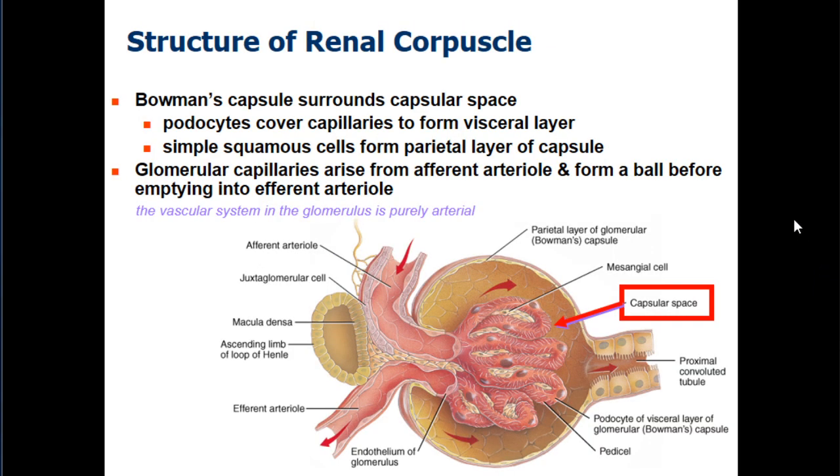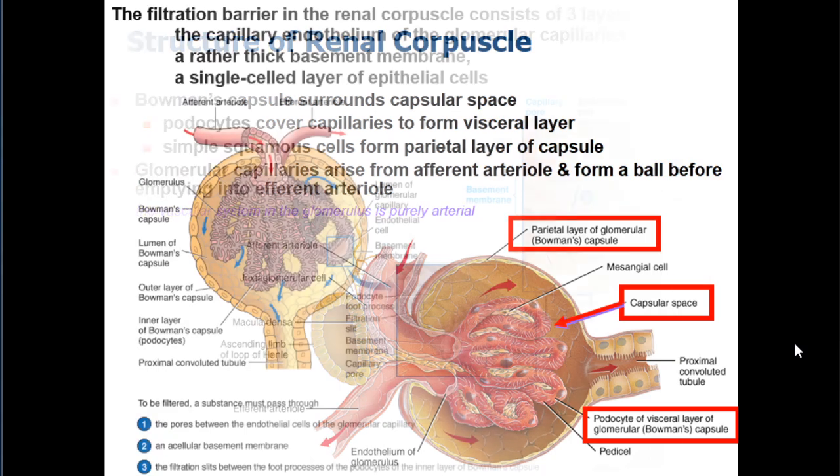So let's discuss the structure of the renal corpuscle. Here you have the Bowman's capsule, which surrounds the capsular space. It consists of podocytes, which cover the capillaries to form the visceral layer, and simple squamous cells from the parietal layer of the capsule, and the glomerular capillaries, which arise from the afferent arteriole. Then they form a ball of capillaries before emptying into the efferent arteriole. And please note that the vascular system in the glomerulus is purely arterial.